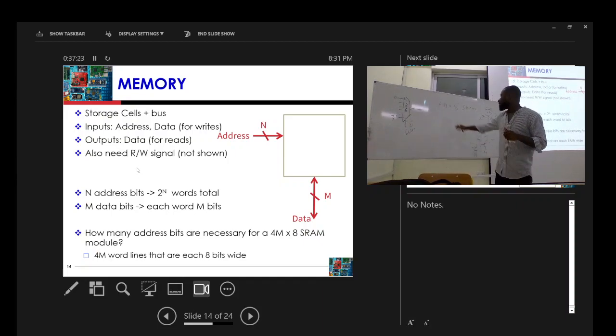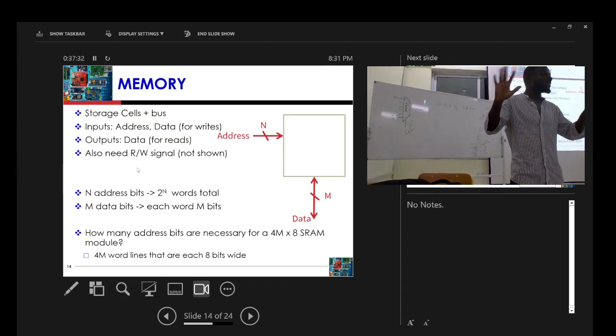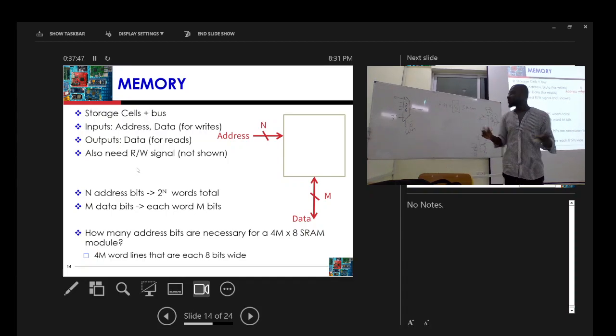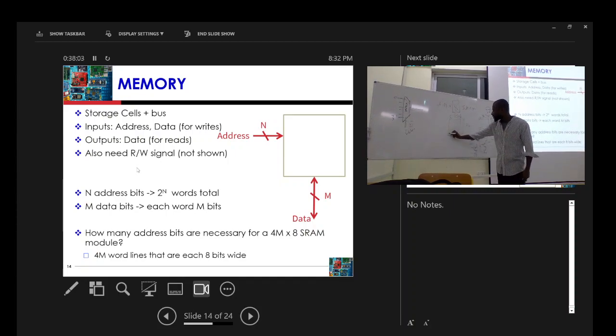It's 4M by 8. So use the way I explained the 32 by 32. Just use the same analogy. If you are given a memory of 4M by 8, pay attention here. This is the data width. We view that you have memory like this, the data width. Each location within the memory stores 8 bits. Then the 4M is the number of locations. You have 4 mega locations.